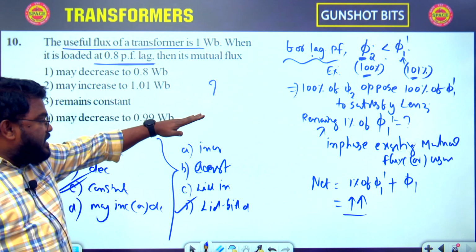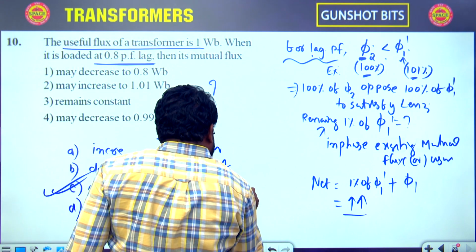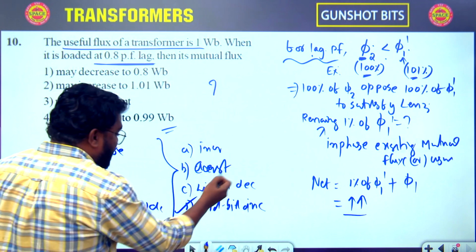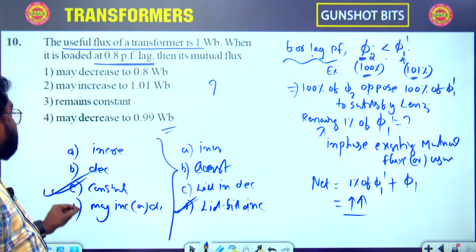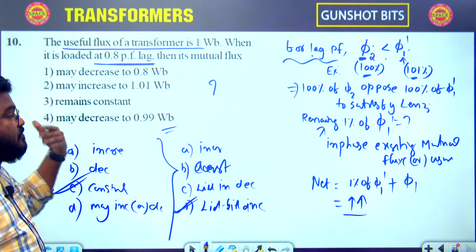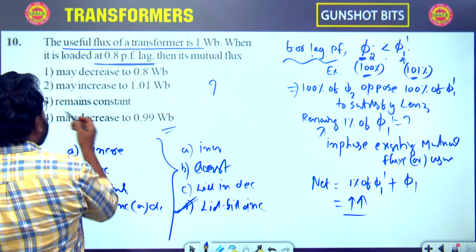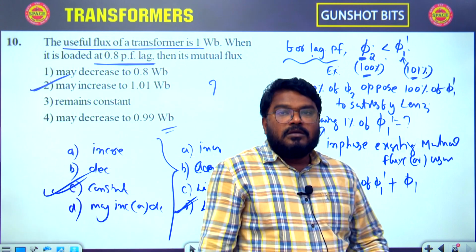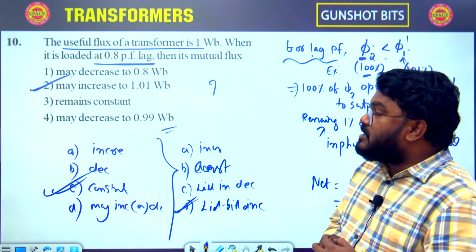Suppose the options given are increases, constant, little bit decrease, and little bit increase. So what is the answer? It is a little bit more as compared to the usual flux, or mutual flux, in the transformer. So for this question, option 2 is correct. This is a very important and repeated question in competitive exams based on this flux.